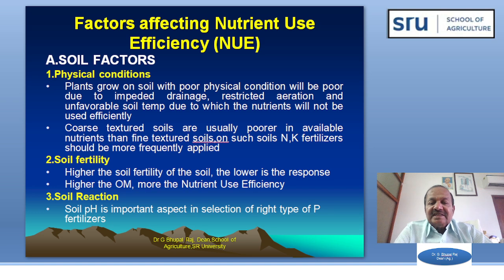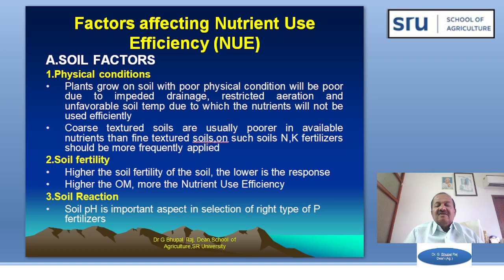Factors. What are the factors that affect the nutrient use efficiency? We take them one by one. Number one, soil factors. Under soil factors, there are different aspects: physical conditions, soil fertility, soil reaction, like that. Plants grown on soil with poor physical condition will be poor due to impeded drainage, restricted aeration, and unfavorable soil temperature, due to which the nutrients will not be used efficiently.